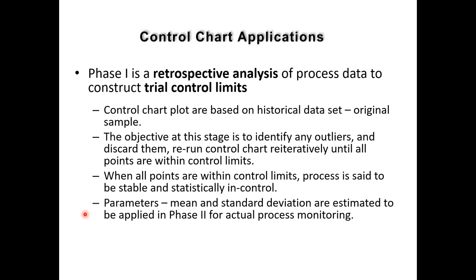In that situation, the sample that you have in hand, where the points are all within the control limits, is called the reference sample. Originally you have the historical data set, the original sample, but when you have deleted all the outliers, this is what you call the reference sample. From the reference sample you will estimate the mean and standard deviation, and these will be applied during the second phase, phase 2.